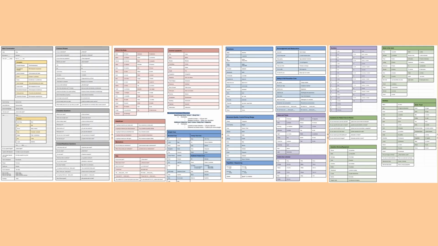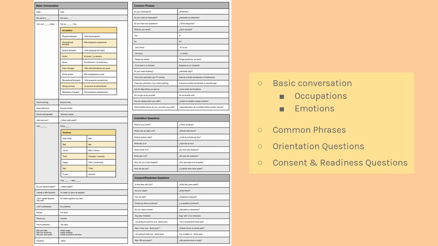Here is what my 4-page reference guide looks like. I'm going to go through each section and explain what's included so you can see how it's organized. The first section of this reference guide goes over basic conversation, common phrases, orientation questions, and consent and readiness questions. Starting with basic conversation, this section includes things such as greetings and introductions, stating your occupation, asking about emotions, and other formalities that may come up when you first meet a patient.